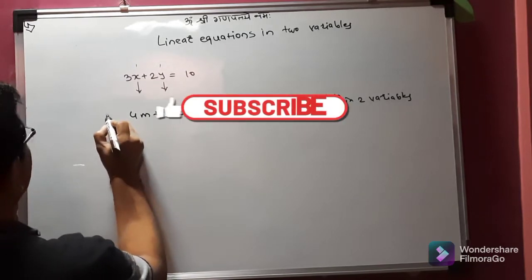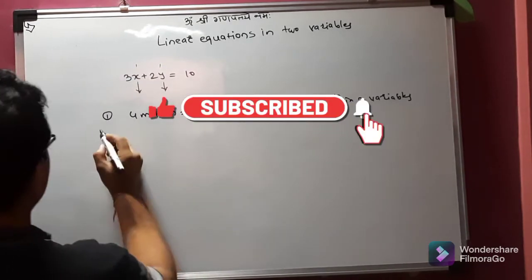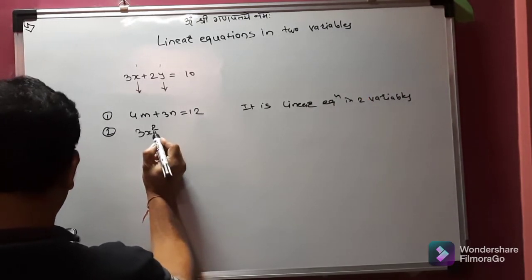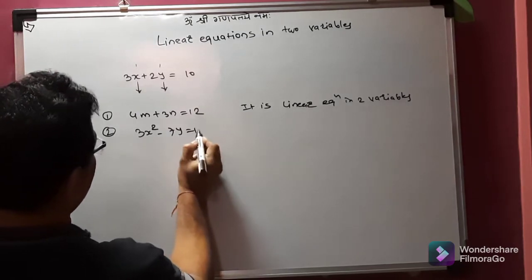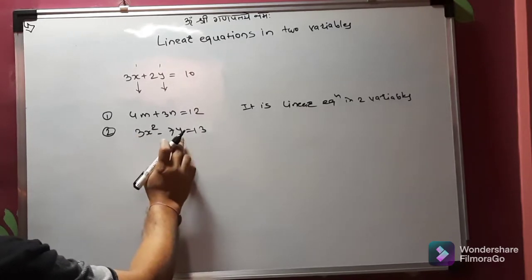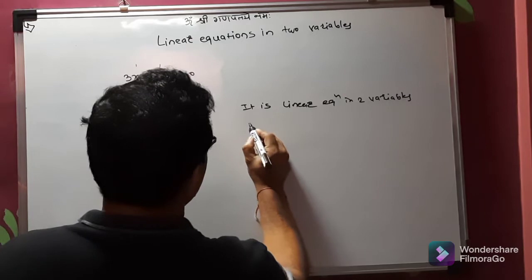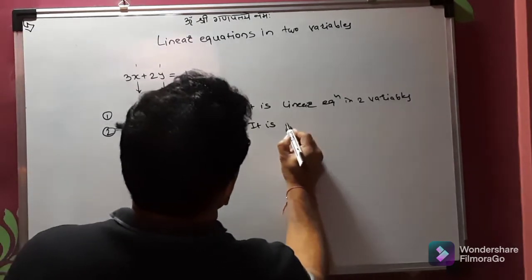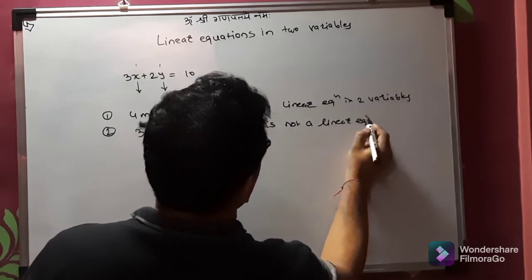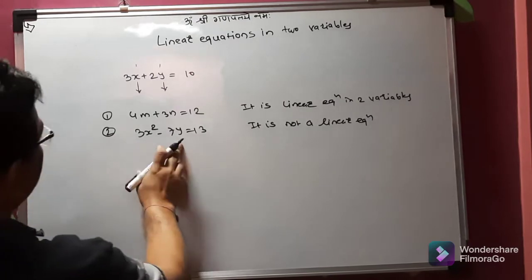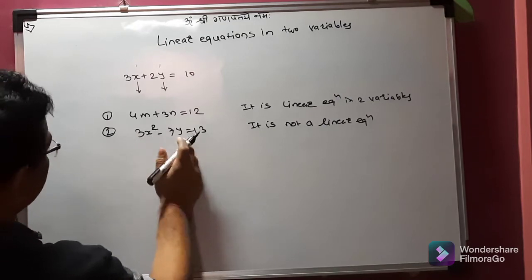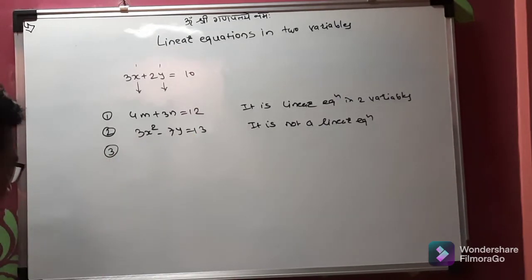Now this is the first question. The second question is 3x square minus 7y is equal to 13. Here the degree of this variable x is 2 and y is 1. So it is not a linear equation because the degree of these variables is more than 1. For this variable the degree is 2, and for this variable it is 1. So it is not a linear equation in two variables.